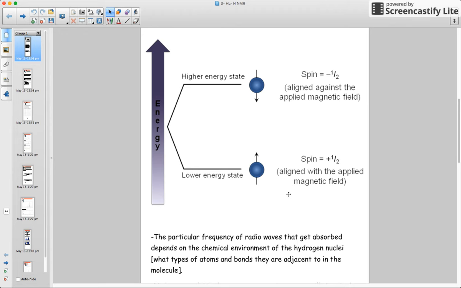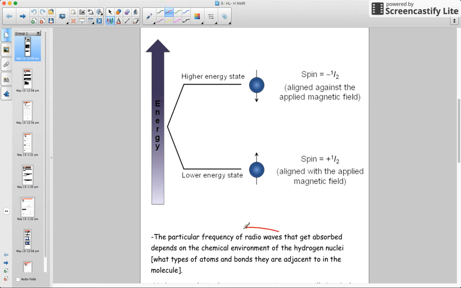And so as the magnet is turned on and off, and the nuclei are lining up in these two different states, the difference in energy causes, as the magnet gets turned off, a little bit of energy to be released from the nucleus. It's a very tiny amount of energy, the difference between these two states, and it happens to be in the radio wave region of the spectrum.